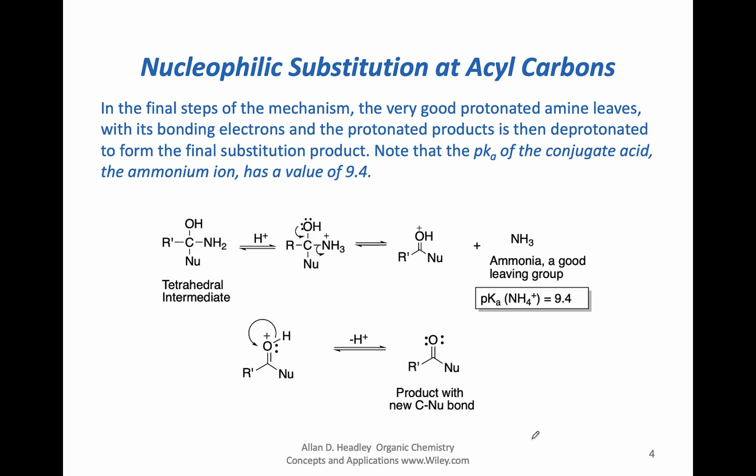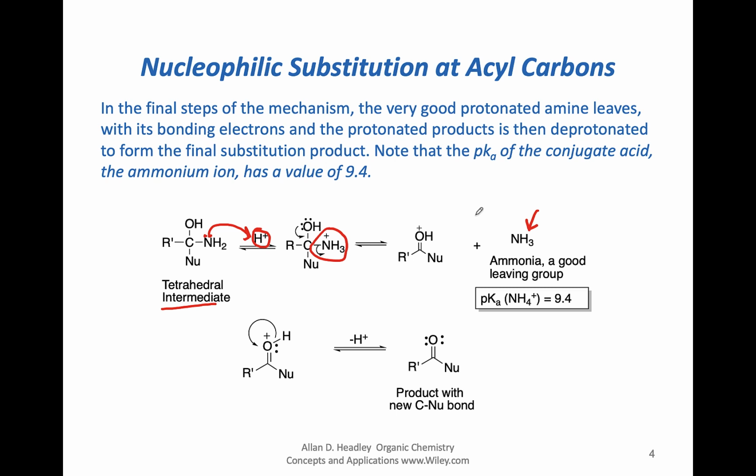In the next step, here's the intermediate again, with a pair of electrons here, and we still have acid around because that's the catalyst. It can bond to the acid, and we have here a protonated amine. This now becomes the leaving group. As you can see here, it leaves as ammonia.